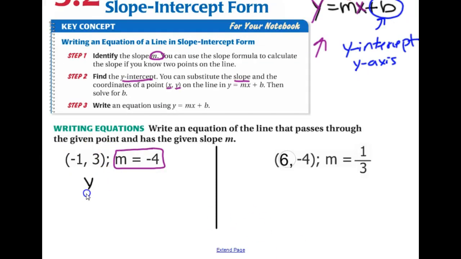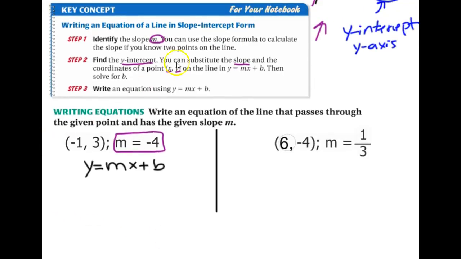We have our equation, y equals mx plus b. And first, identify m. We know what m is. And we have our point. This point is x and y. All we're going to do is plug everything in and solve. First, we need y. Y is 3. Equal to m, and m is -4. It's touching x, so that's multiplied. X is right there, -1. And then plus b. We don't know what b is. That's what we're trying to find. So all we have to do is solve this equation.